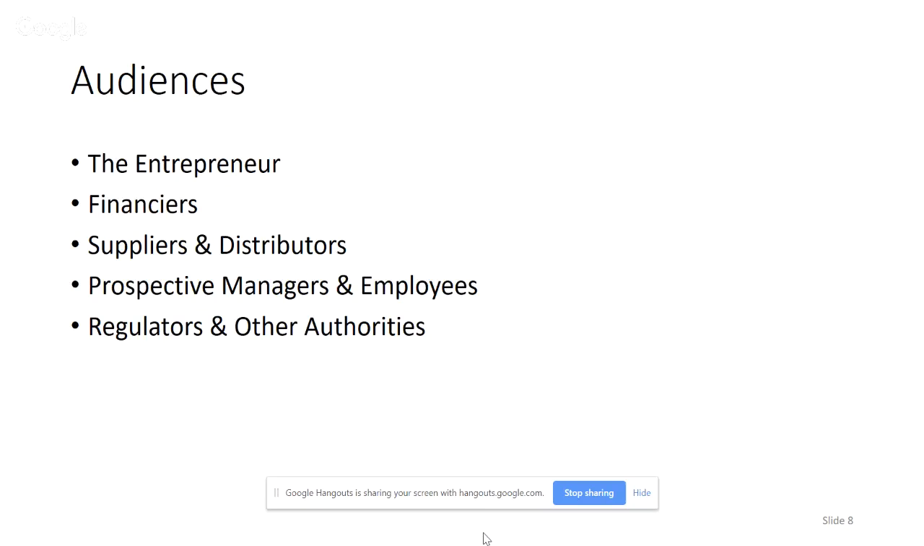Suppliers and distributors also want to know how feasible this is. Is it even worth creating a relationship and working with you? Is it worth creating distribution channels for your products if you don't know where you're going? Similarly, the audience is prospective managers and employees, but also regulators and other authorities.